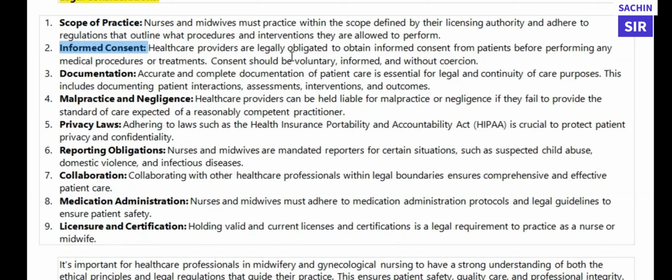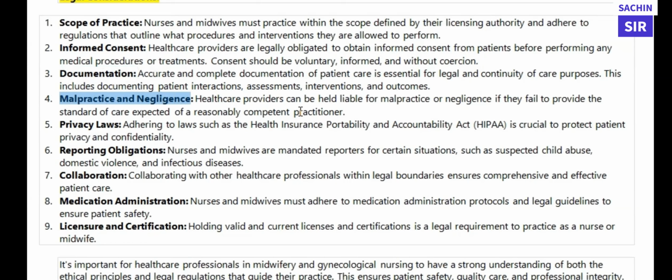Informed consent. Healthcare providers are legally obligated to obtain informed consent from patients before performing any medical procedures or treatments. Consent should be voluntary, informed, and without coercion. Documentation. Accurate and complete documentation of patient care is essential for legal and continuity of care purposes. This includes documenting patient interactions, assessments, interventions, and outcomes.